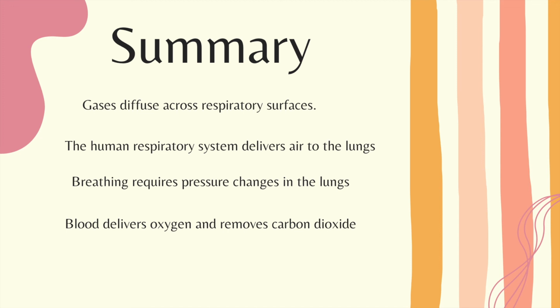A respiratory cycle consists of one inhalation and one exhalation. And finally, blood delivers oxygen and removes carbon dioxide. In the lungs, hemoglobin binds oxygen and releases carbon dioxide for exhalation. At the body's other tissues, the concentration of oxygen is low, so oxygen diffuses out of the blood and into the respiring cells. Carbon dioxide moves in the opposite direction along its concentration gradient.